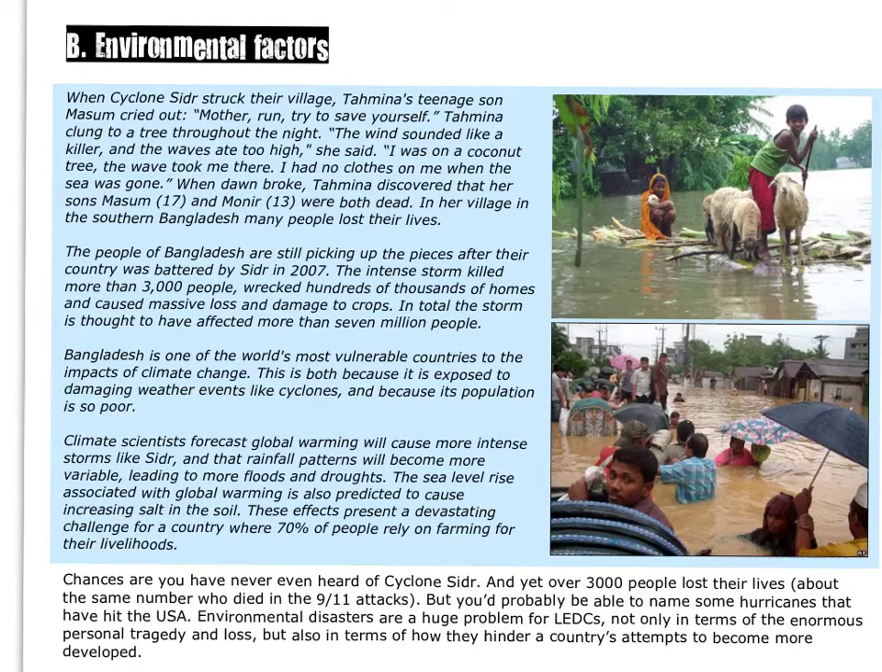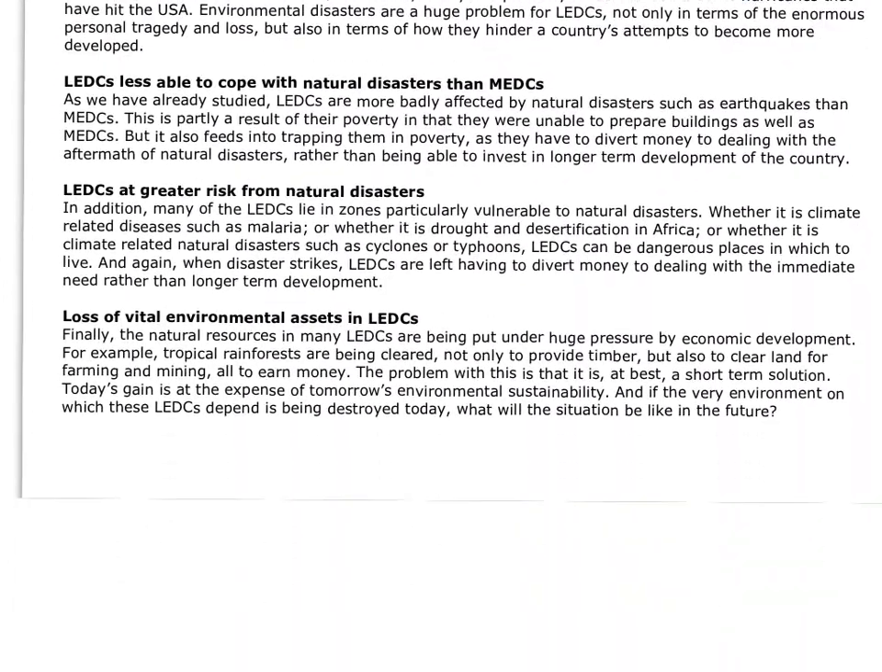Next up, we have the environmental factors, and we're really making three points based on this. LEDCs are less able to cope with natural disasters, because when they're affected by earthquakes and so forth, because of their poverty, they're not able to prepare buildings in advance. But it also feeds in trapping them in poverty. They have to divert money to dealing with the aftermath of disasters rather than being able to invest in long-term development. They're also at greater risk. Just the areas that many of them lie in are particularly vulnerable. So you've got diseases such as malaria, you've got drought and desertification in Africa, you have natural disasters such as cyclones or typhoons and so on.